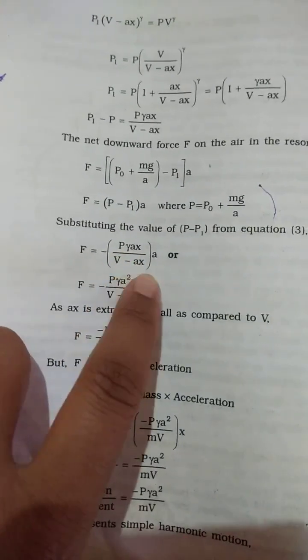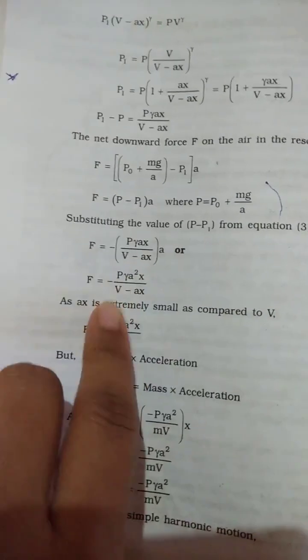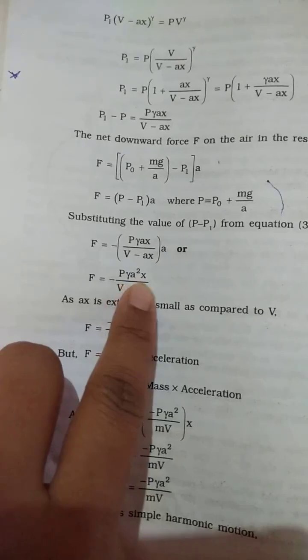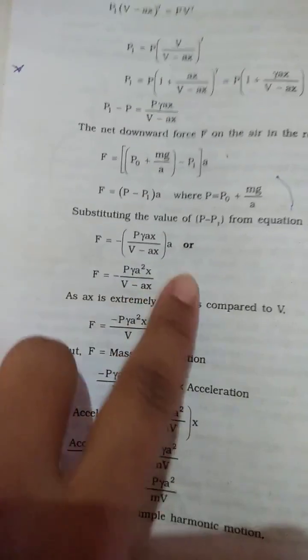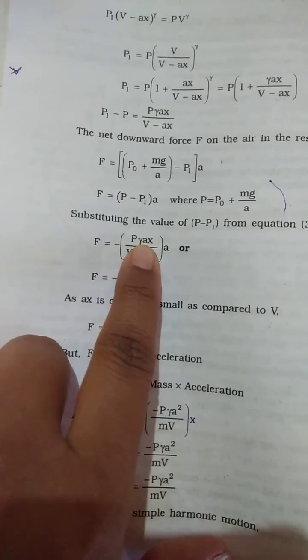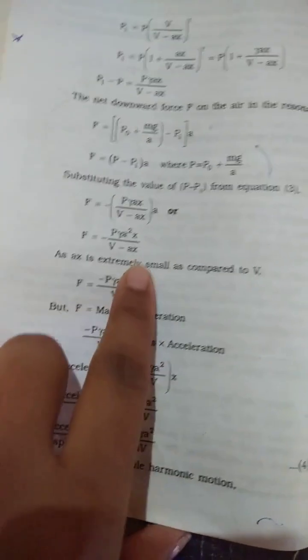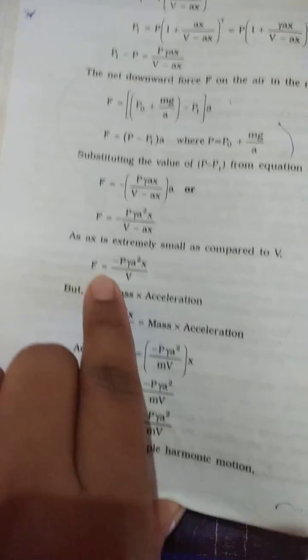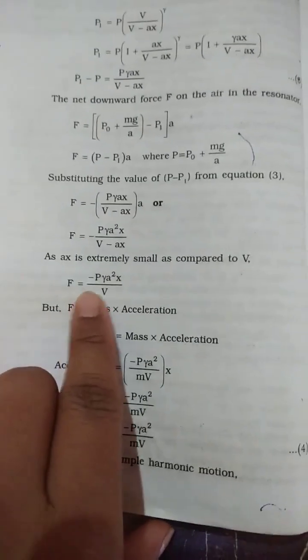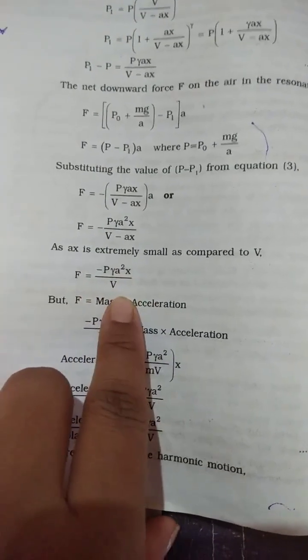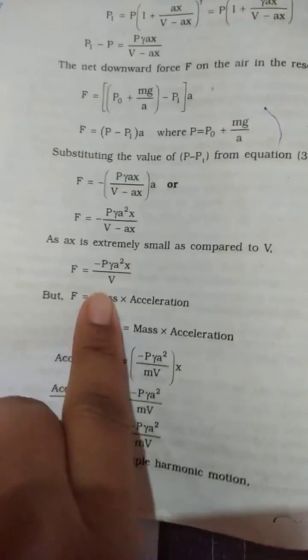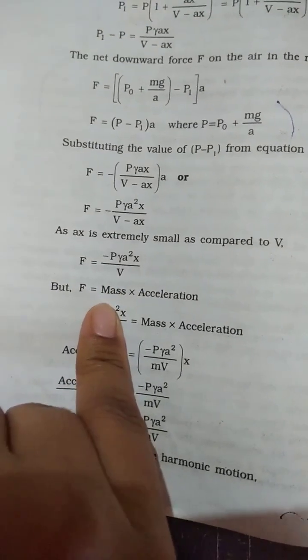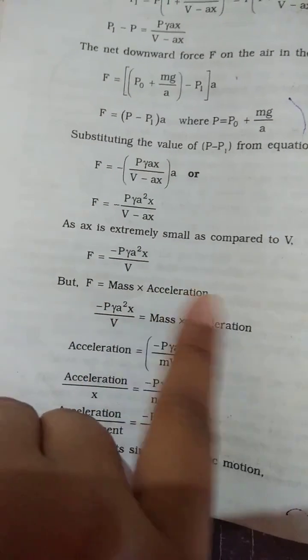That is minus of P gamma AX divided by V minus AX, or you can write it as P gamma A square X divided by V minus AX. This A will be multiplied with this A. Next, this AX will be very small, so you can neglect it. Then you have to take the force equation, that is F equal to minus P gamma A square X divided by V. Then you can compare this force to the another force equation, that is F equal to mass into acceleration. We know this one, right?